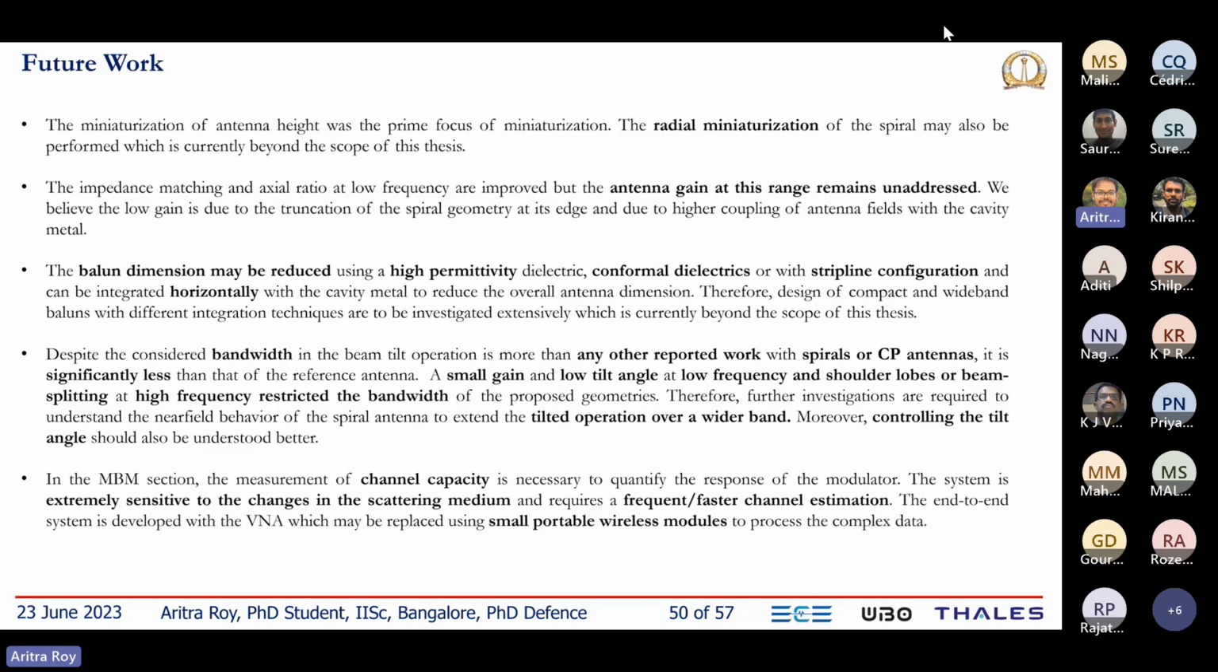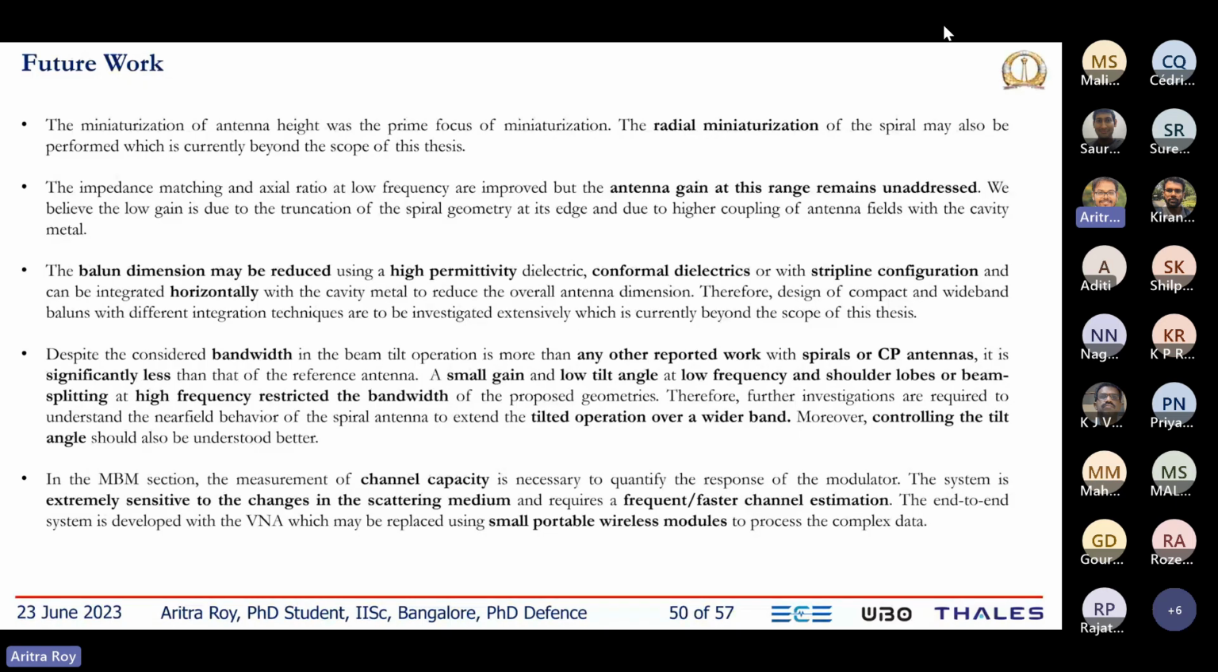The balun we used is always placed outside the metallic cavity. So we have to see how we can integrate the balun inside the cavity. That is another one. For the tilted beam work, we are almost the first group to work on a tilted beam wideband spiral antenna, where we have an almost consistent tilt angle over a frequency band. But we don't have much control over the tilt angles, and we have to study this kind of geometry more.